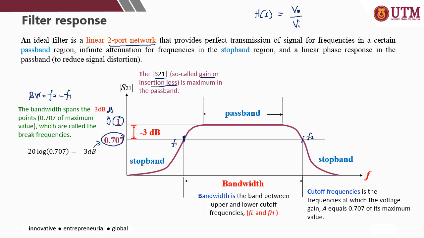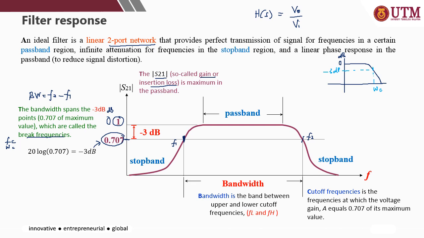Okay, so the 3 dB point here is also known as the break frequency, or fc, or omega c. It's the cutoff frequency point. For example, if you have a low pass filter, so 0 dB and minus 3 dB, this is where your cutoff frequency is.